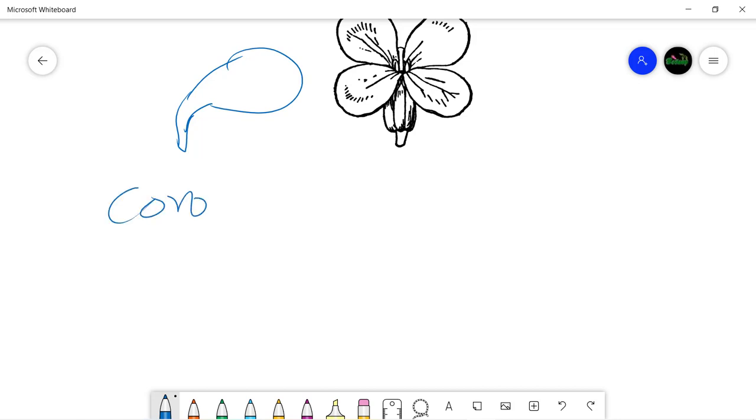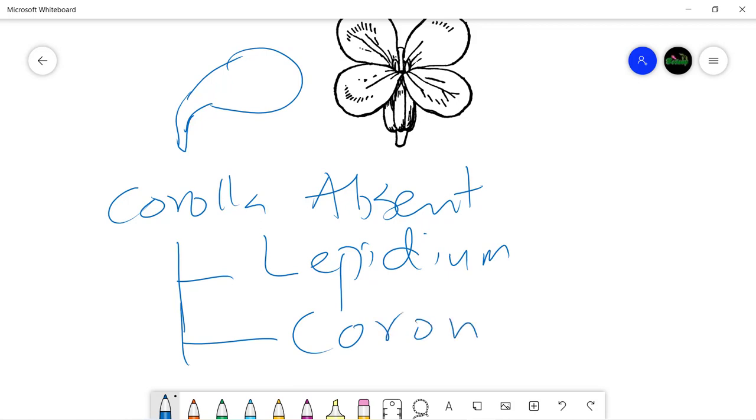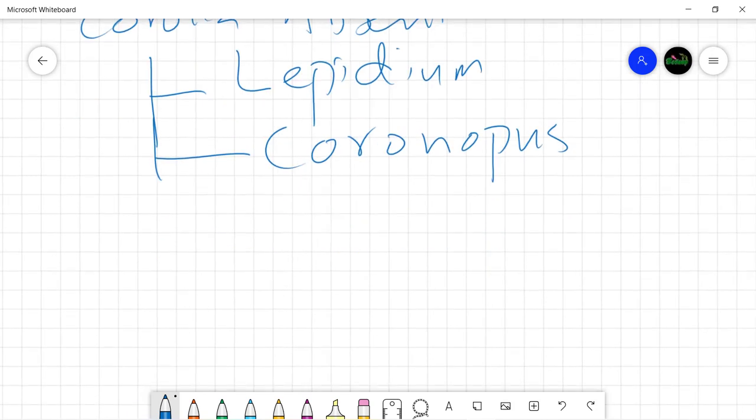So corolla might be absent in Lepidium, and the other common genus is, now this is not Corona, don't worry about it, Coronopus. So Coronopus and Lepidium, these are the two genera in which corolla is absent. Otherwise it is present and it is cruciform corolla.